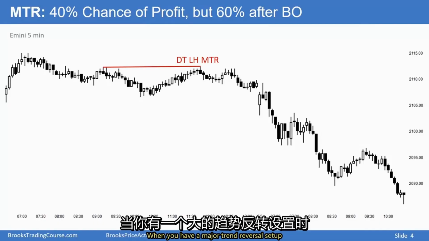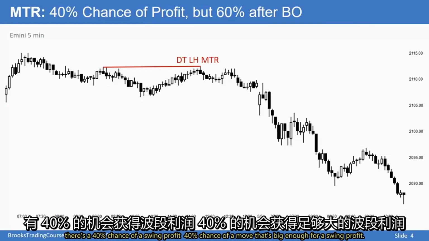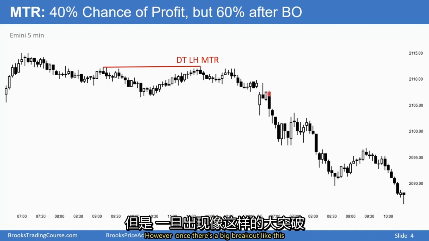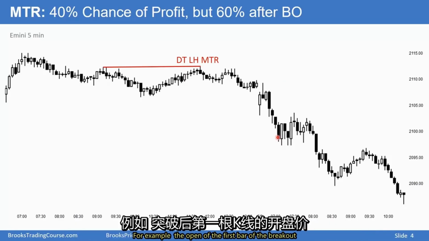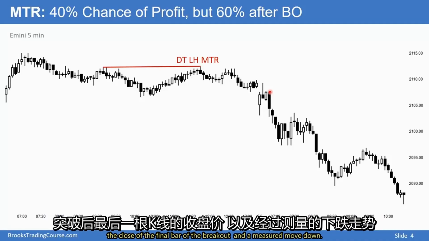When you have a major trend reversal setup, there's a 40% chance of a move that's big enough for a swing profit. However, once there's a big breakout like this, there's a 60% chance that you'll make some kind of a profit, usually based upon a measured move. For example, the open of the first bar of the breakout, the close of the final bar of the breakout, and a measured move down.